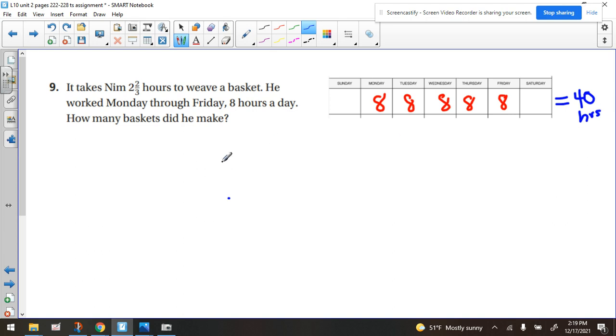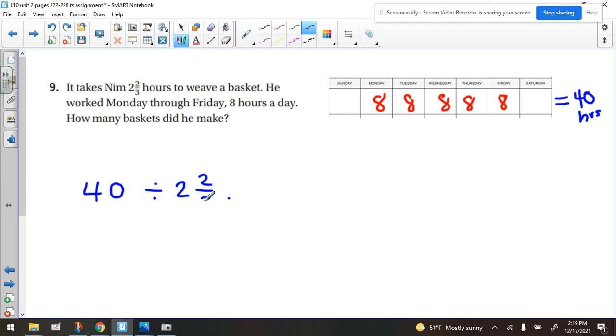So the next thing we have to ask ourselves, are we breaking up the 40 hours into equal groups of 2 2/3? Or are we breaking up 2 2/3 into equal groups of 40? Well, they want to know how many baskets did he make. So we have this number of hours and we're trying to figure out how many groups of 2 2/3 would we have in the 40. So the dividend, therefore, would be 40. And the divisor would be 2 2/3.